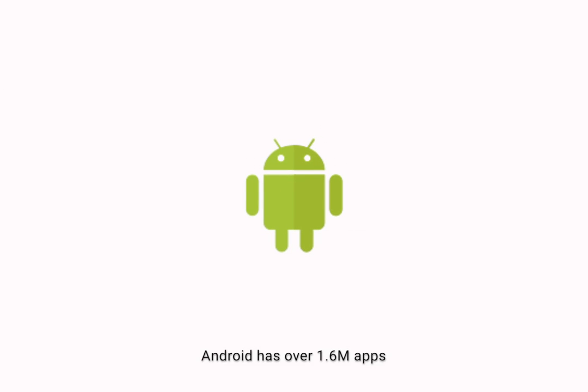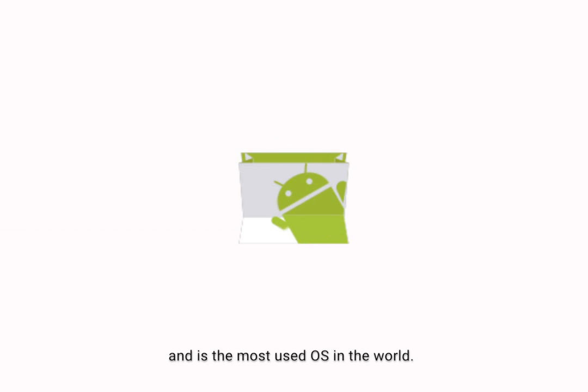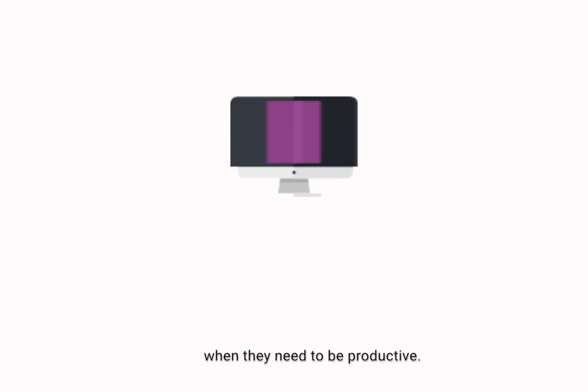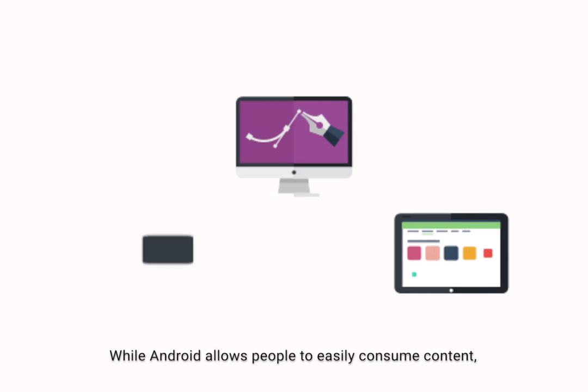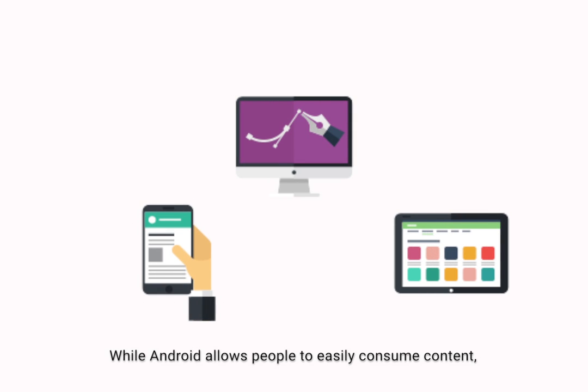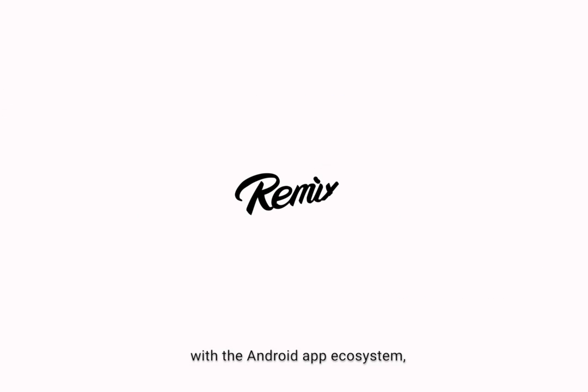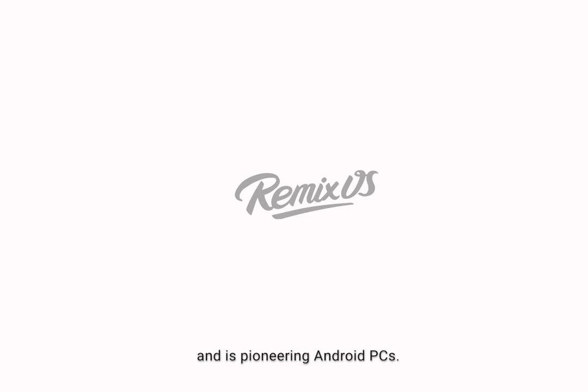Android has over 1.6 million apps and is the most used OS in the world. Yet most Android users return to their PCs when they need to be productive. While Android allows people to easily consume content, it has limitations with productivity. RemixOS combines PC productivity with the Android app ecosystem and is pioneering Android PCs.